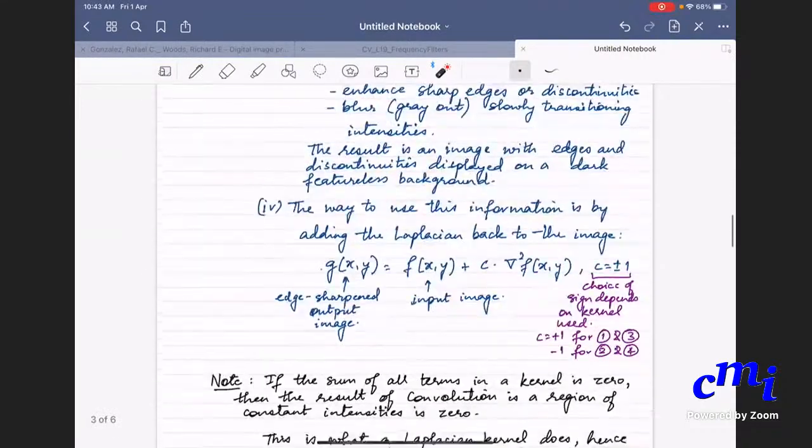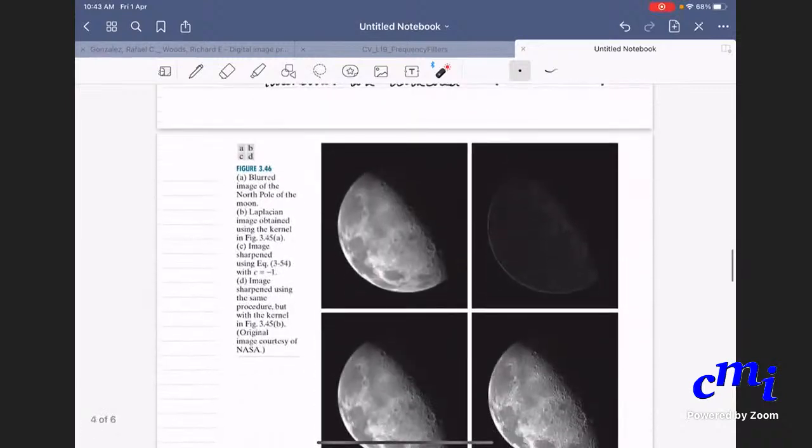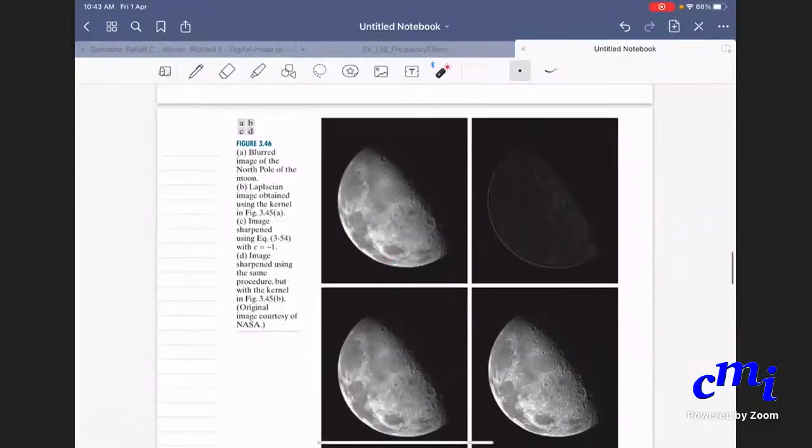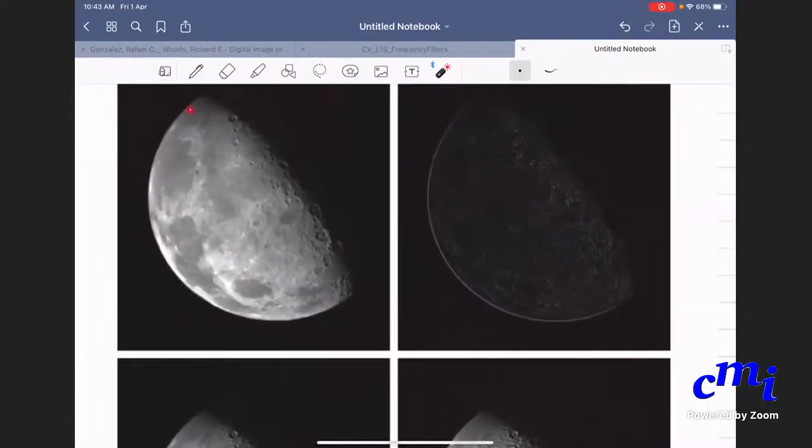That is simply because of what this addition does. Or you can check what happens if you do it the other way. You will see that using these signs is what makes the image useful. For example, here this is the image of the North Pole of the moon. This is the Laplacian, and you can see that the edges are coming out strongly.